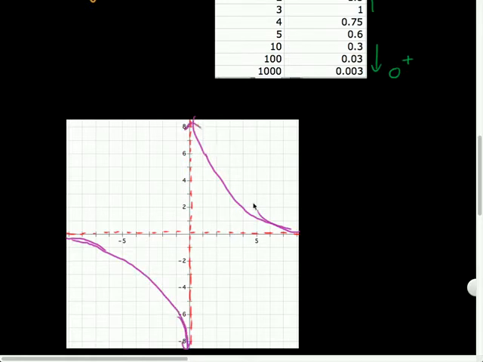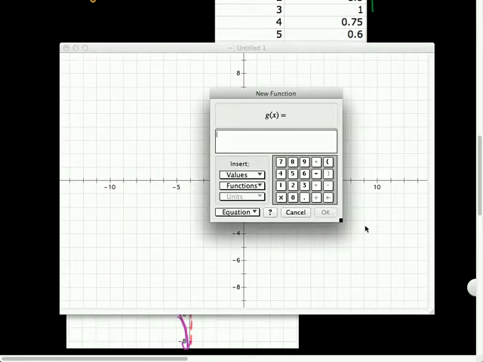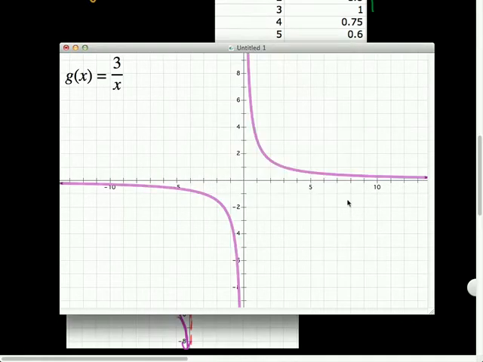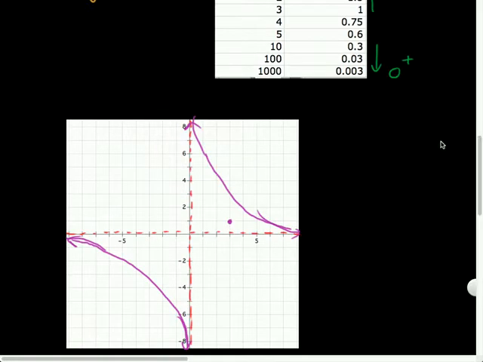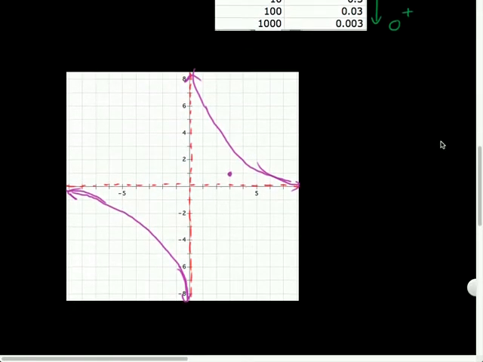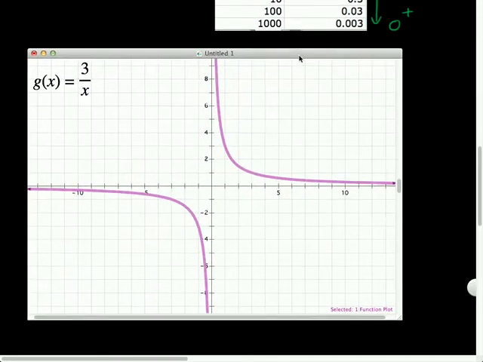If I wanted, I could actually look at some of my points from my table. For instance, I could have realized at 3 it crossed through 1 here. So I might have then realized I have to pull that down a little bit more. But that's fine. I'm looking for just the general shape. So if I graph 3 over x, notice, let's even scroll down right there and line it up. Oh, look at that. Thing of beauty.